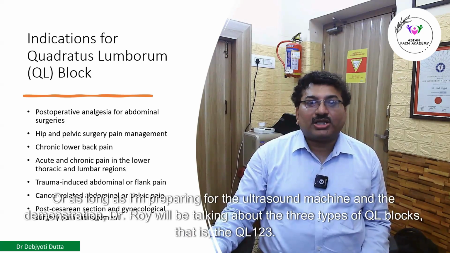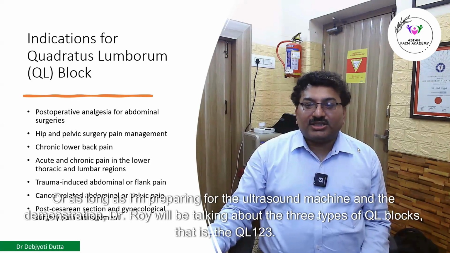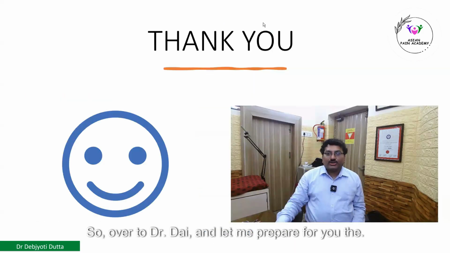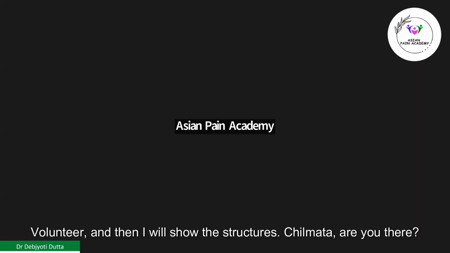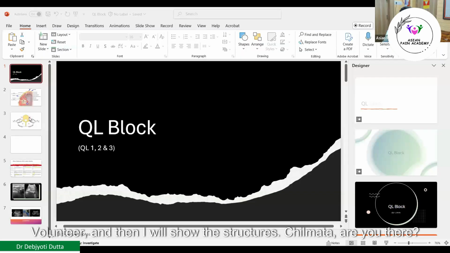Now, as long as I am preparing the ultrasound machine and the demonstration, Dr. Roy will be talking about the three types of QL blocks, that is QL 1, 2, 3. So over to Dr. Roy, and let me prepare the volunteer, and then I will show the structures. Chinmoy, are you there? Yes.